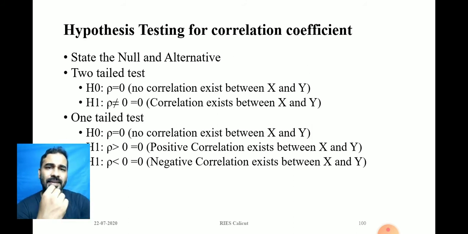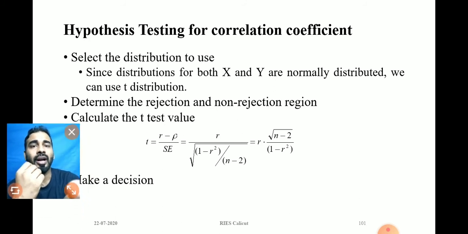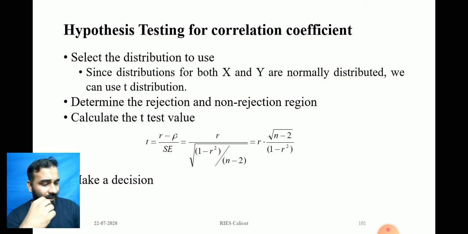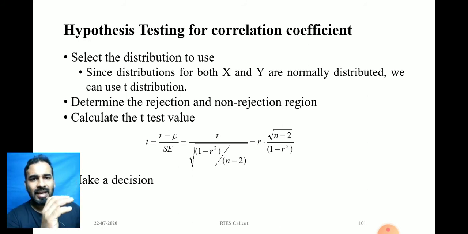The second step is to select the distribution to use. What kind of distribution will we use to test the correlation coefficient? One of the assumptions of this correlation coefficient is that if we have two different variables x and y, both x and y should come from a population that is normally distributed. Then only can we believe this correlation coefficient.